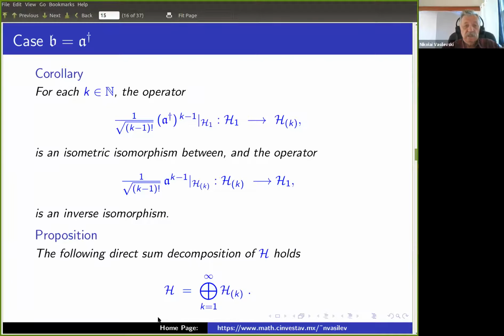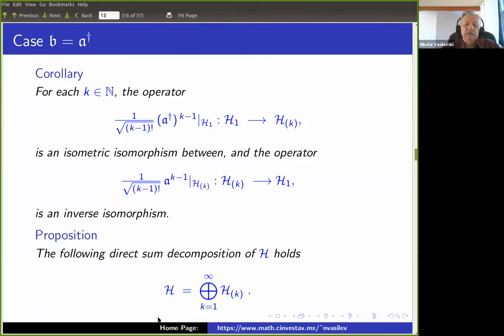As a corollary, we see that all true k spaces are isometrically isomorphic to each other, and the weighted power of the operator A dagger gives the isometric isomorphism of the initial space H1 to the true space Hk. And its inverse isomorphism is given by the weighted powers of the lowering operator A.